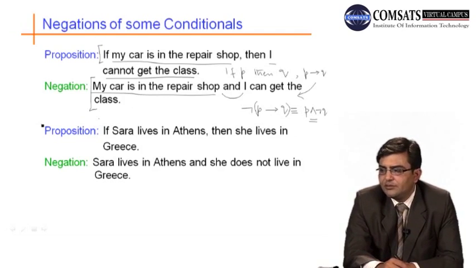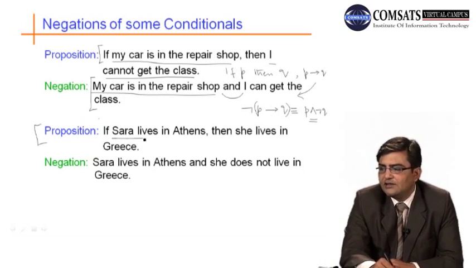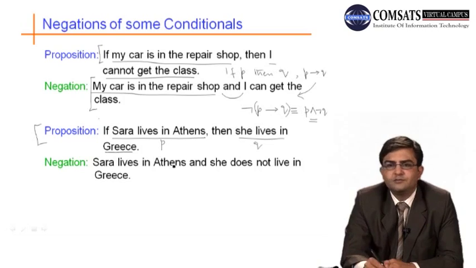Another proposition, how can we negate it? If Sarah lives in Athens, then she lives in Greece, as Athens is the capital of Greece. So what is the hypothesis here? This is the hypothesis, we can say it P. Here we have then, and she lives in Greece. This is the conclusion. This is Q. So this statement is actually P implies Q.